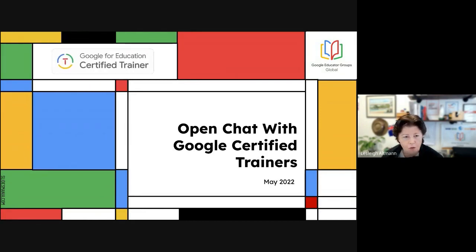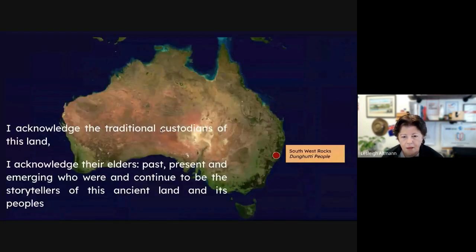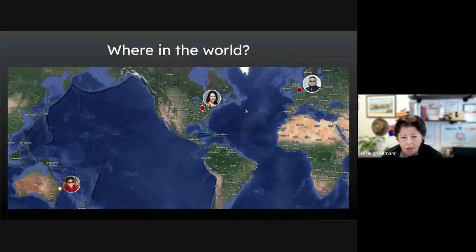I'm going to start with, let's go to this tab. As an Australian, it is customary for us to acknowledge the country on which we stand, so I'm going to do that right now. I acknowledge the traditional custodians of this land. I acknowledge their elders, past, present, and emerging, who were and continue to be the storytellers of this ancient land and its peoples.